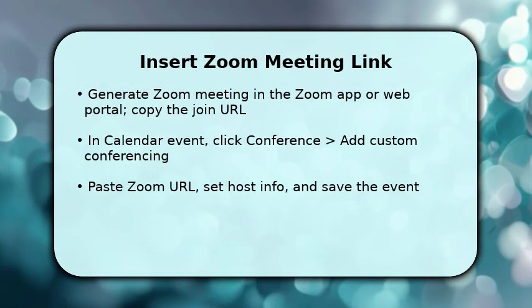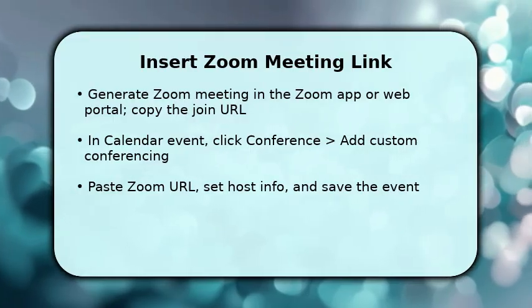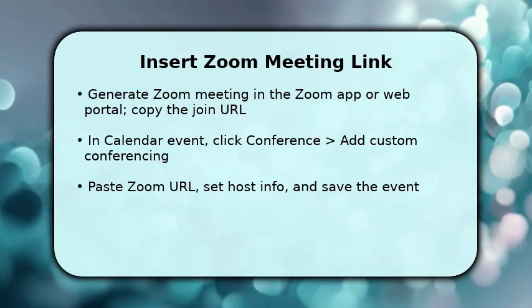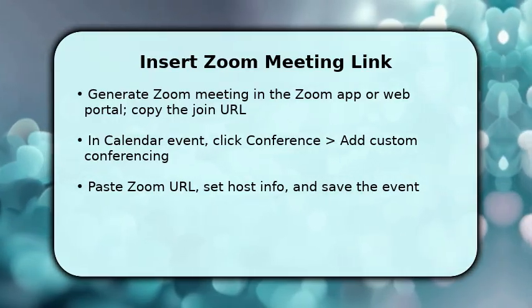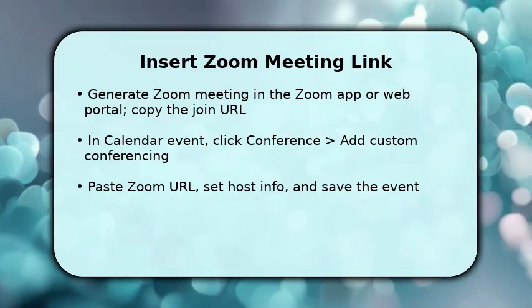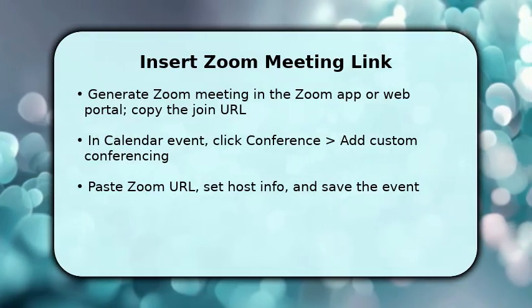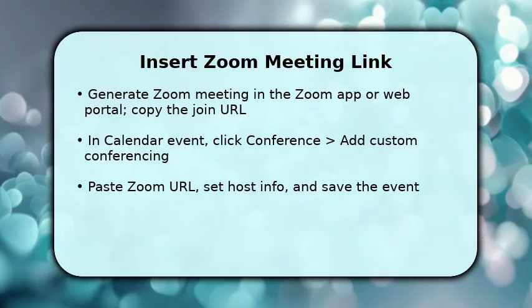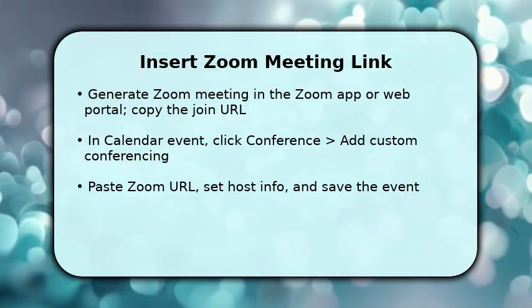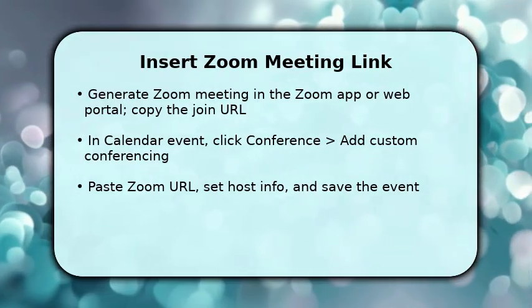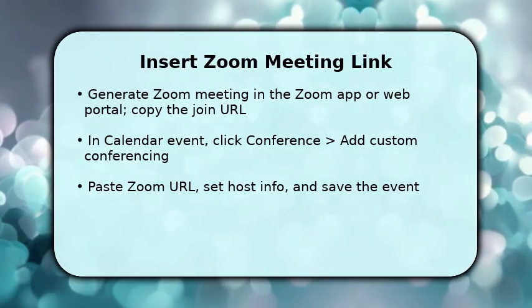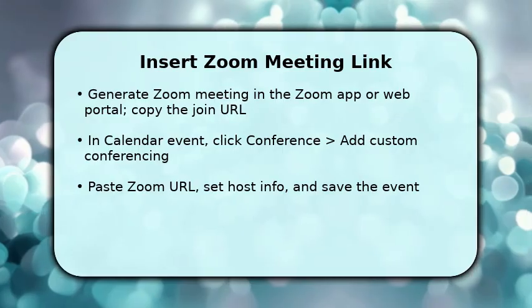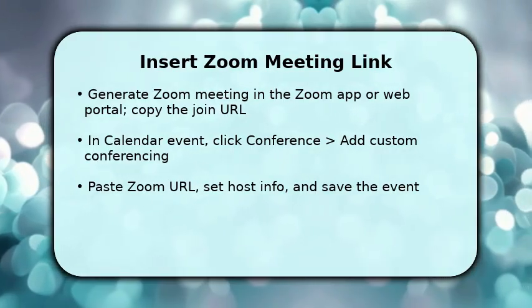Now you create the Zoom meeting in the Zoom desktop app or web portal and copy the join URL. Do this first so the link is ready. In the calendar event, choose Add Conferencing and pick Custom Conferencing, then paste the Zoom join link into the URL field and name it Zoom so guests recognize it. Also paste any dial-in info into the description and mark the host or co-host. Once done, double-check time zones and attendee list to prevent confusion later.